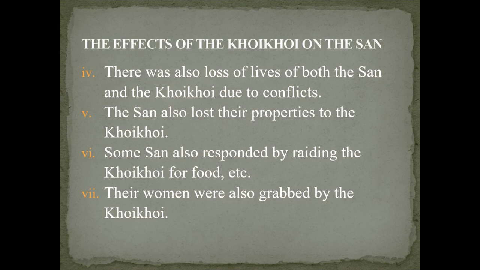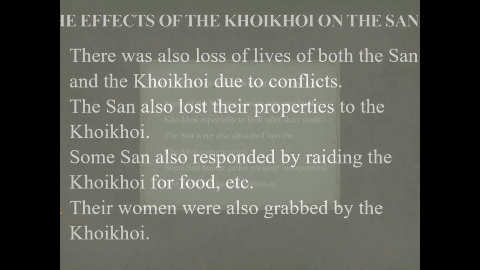They lost the properties, for example, hunting grounds. The Khoikhoi raided the Sani for food. Raiding is organizing an attack. They attacked them for food. They raided for food. Their women were also grabbed by the Khoikhoi. They used force and took away their women or wives.